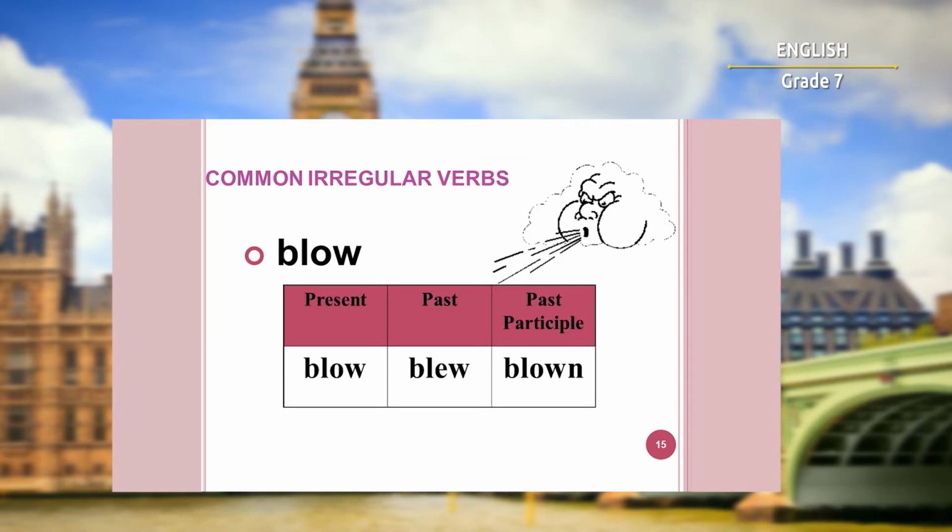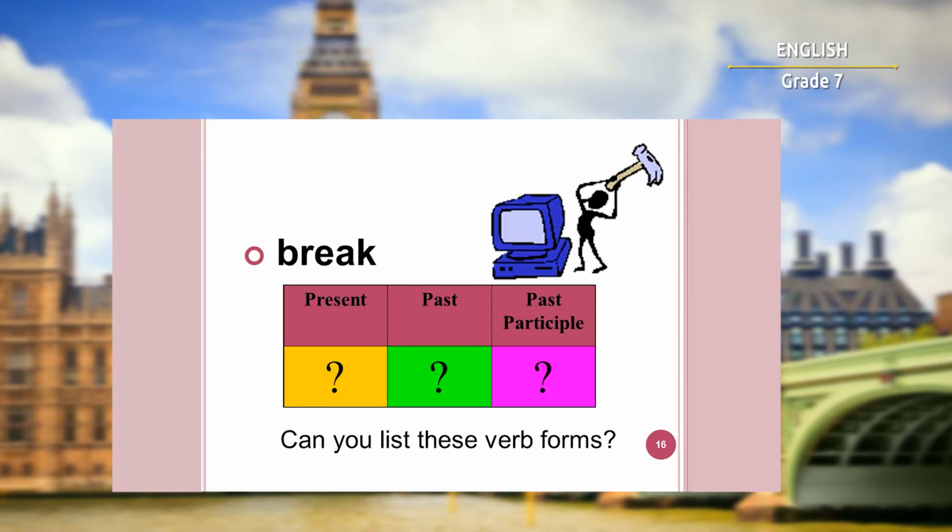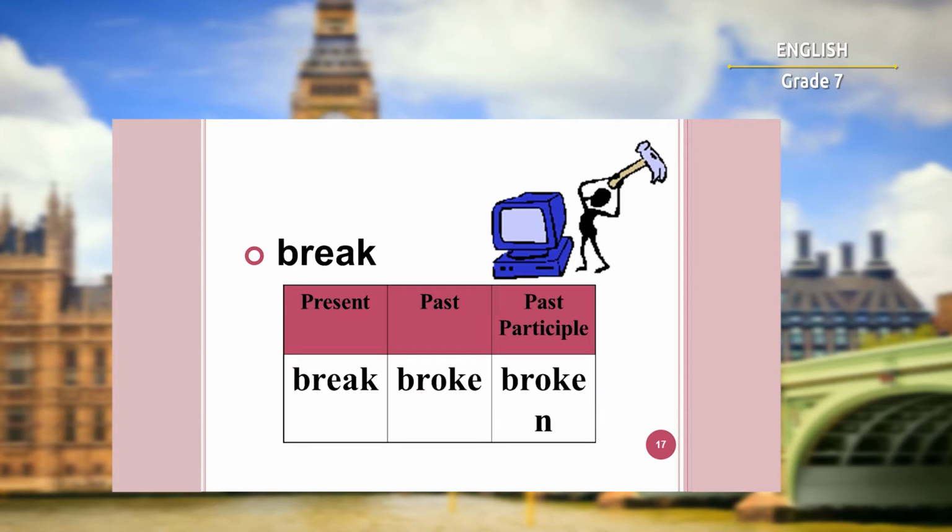You were absolutely right. It is blow, blew, blown. Let's do another one. The irregular verb is break. Can you list these verb forms? Good job. The answer is break, broke, broken.